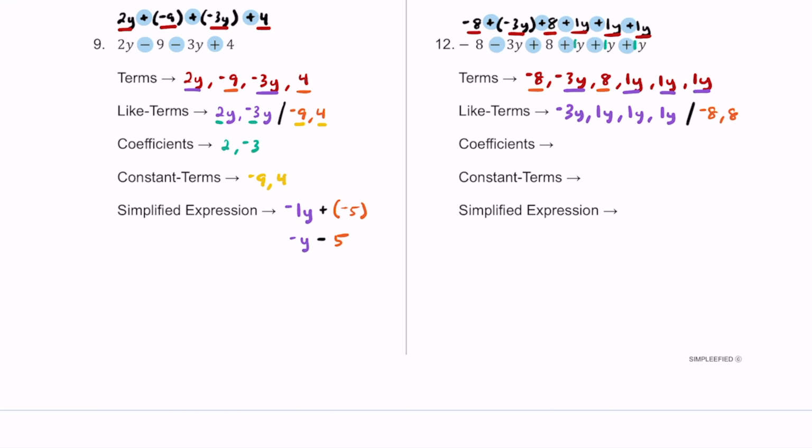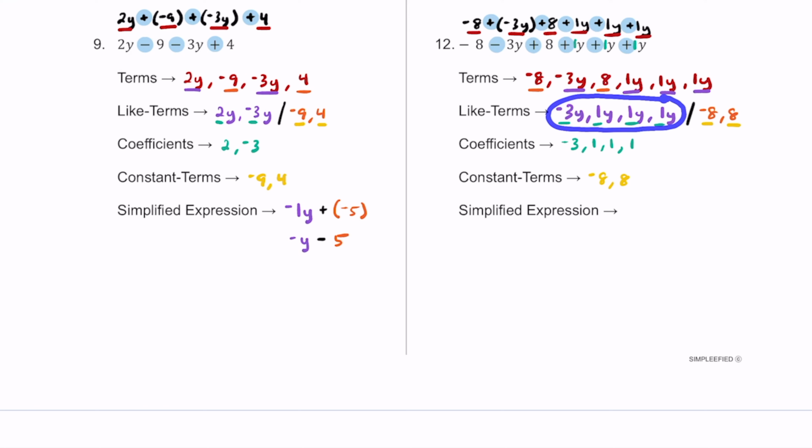Now, what are our coefficients? Well, we have negative 3, 1, 1, and 1. So negative 3, positive 1, positive 1, and positive 1. Those are our coefficients. For our constant terms, negative 8 and positive 8. Let's go ahead and simplify this. So let's combine these. So we can add all of these together.